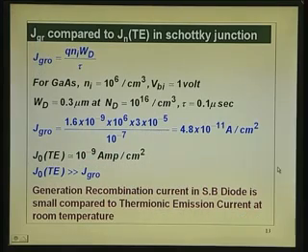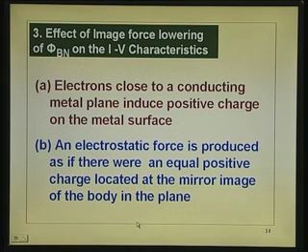The generation recombination current in Schottky barrier diode is small, particularly in gallium arsenide. Okay, if you go to some other material, it may become comparable under reverse bias conditions compared to thermionic emission current at room temperature. Okay. Let us just go to next.